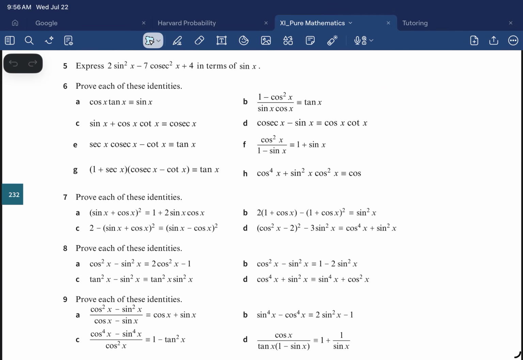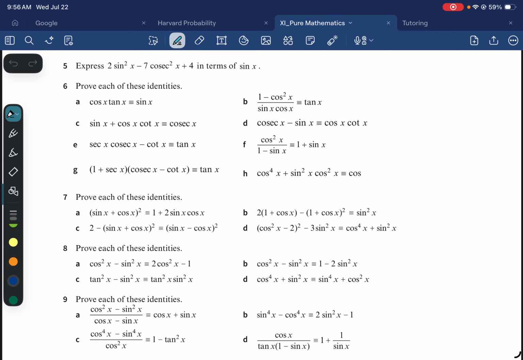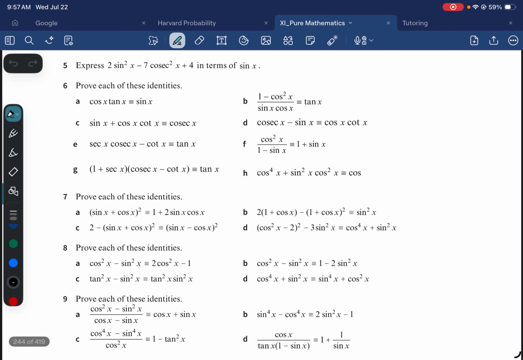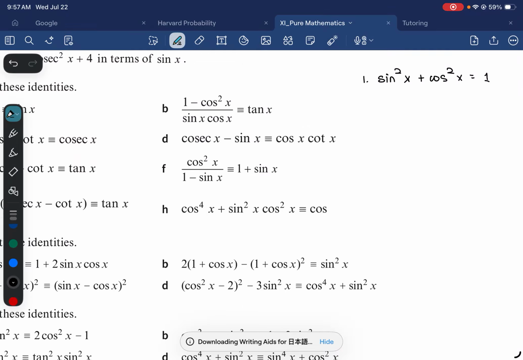Alright, so in this video, we're going to go over trigonometric identities. For the identities, there are three identities you need to know. The first identity is that sine squared x, or theta, or any variable, plus cosine squared x is going to be equal to 1, right?